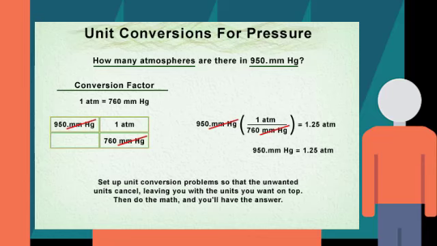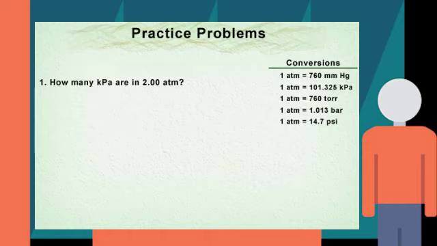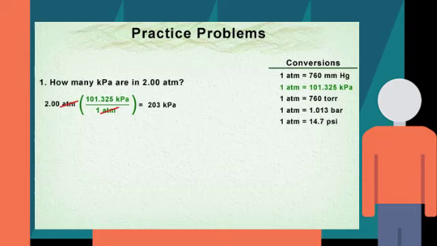The trick for doing conversions is to set them up so that the unwanted units cancel, leaving you with the units you need in your answer on top. Once that is done, do the math and you'll have the answer. Here are 2 more examples. How many kilopascals are in 2 atmospheres of pressure? The conversion factor is 1 atmosphere equals 101.325 kilopascals. Start with the information you are given, 2 atmospheres. Now multiply by the conversion factor arranged so that atmospheres are on the bottom and kilopascals are on top. Canceling the units and doing the math, you find that 2 atmospheres equal 203 kilopascals.